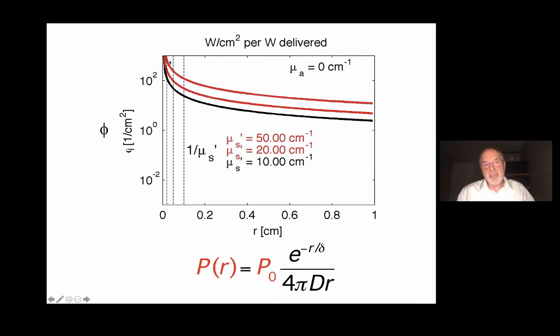Scattering affects the fluence rate near the surface. Again, this should be a phi. Fluence rate is power times this expression.